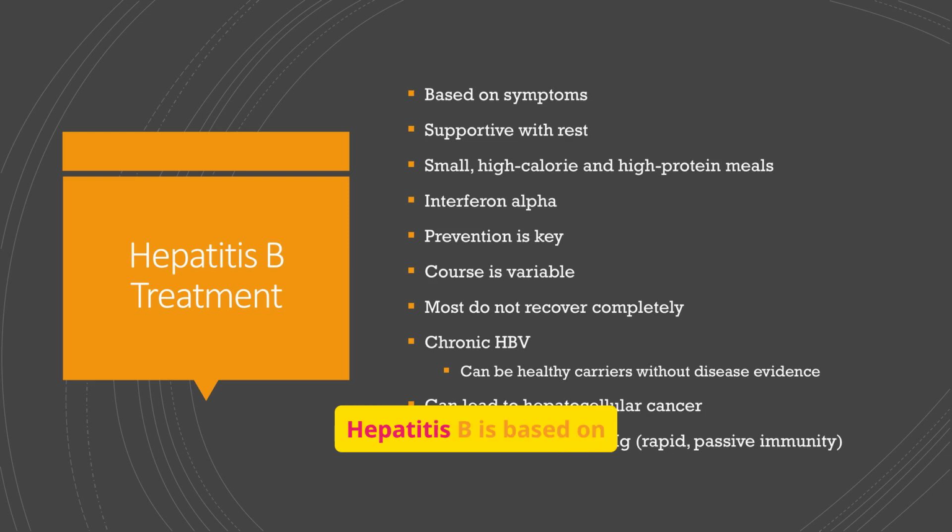Treatment for hepatitis B is based on symptoms and includes supportive care with rest and small, high-calorie, high-protein meals. Interferon alpha may be used. Prevention is key. The course is variable and most do not recover completely. Chronic HBV can lead to hepatocellular cancer. Contacts can obtain HBIg for rapid passive immunity.